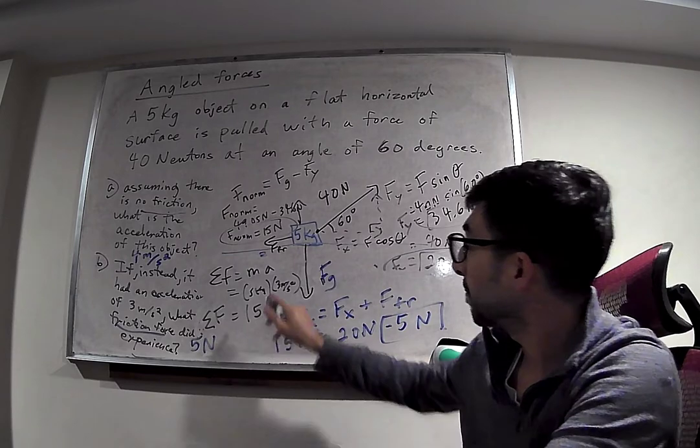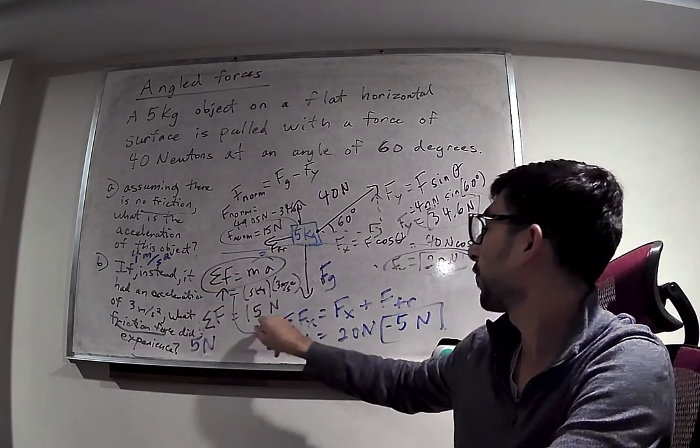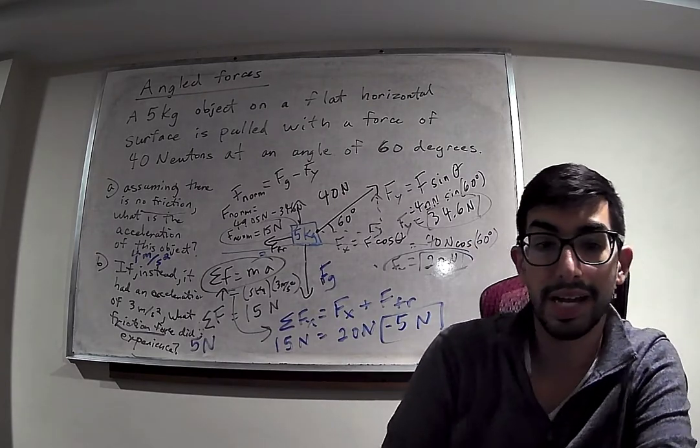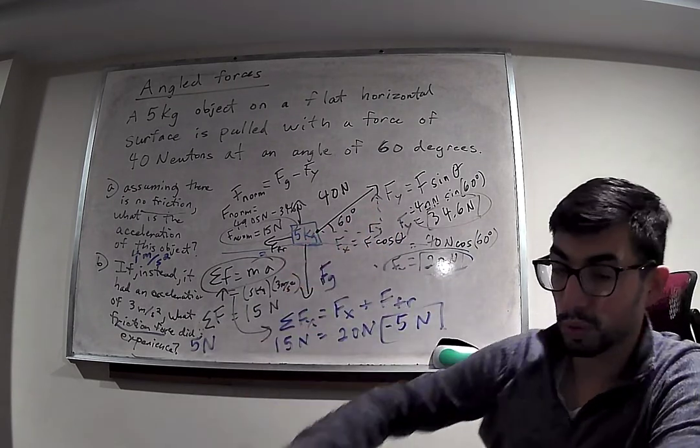By using your mass and acceleration, you could find your net force and then find other forces acting on this object, such as the friction force. This is how you work with an applied force on an angle. We're going to explore quite a few of these.